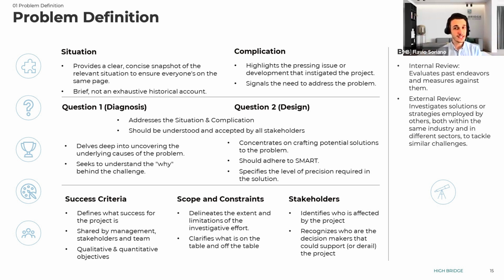Then we have the success criteria, where we can put a bit more in detail what will mean success for that particular problem to be solved. The scope and constraints: what can we touch, what can we not touch? Stakeholders: who is involved, who will be implicated. And benchmarking. We like at Highbridge to add that to the problem statement. That's not the usual, but we like it because very often the problem has already been solved for you by someone else, somewhere. So a little bit of research goes a long way.